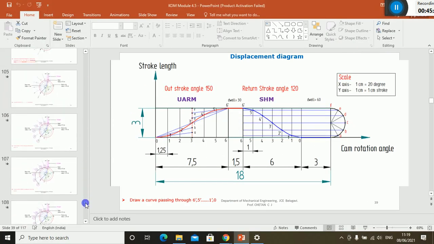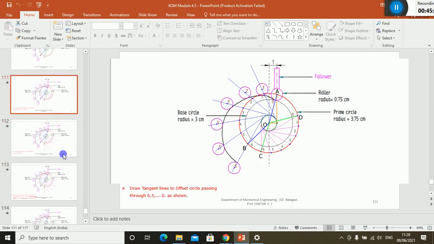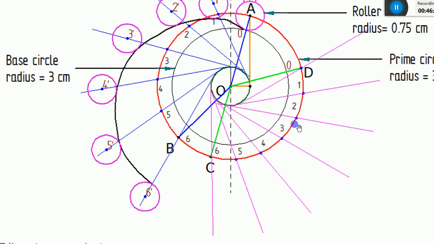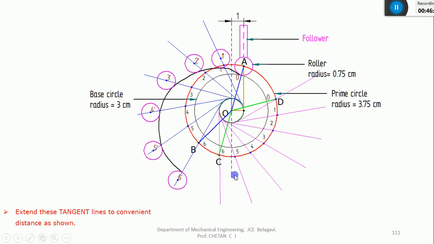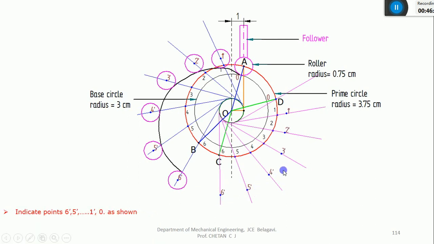Again, I'll go to the cam profile. By taking all these points on the prime circle as a reference point, I'll draw the arcs, that is the 6 to 6 dash, 5 to 5 dash, 4 to 4 dash on these pink color tangent lines. It's a tangent to this offset circle and passing through these 6 points. I'll get the intersection points, the blue color dots you can see here. I'll give the naming as 6 dash, 5 dash, 4 dash up to 1 dash.